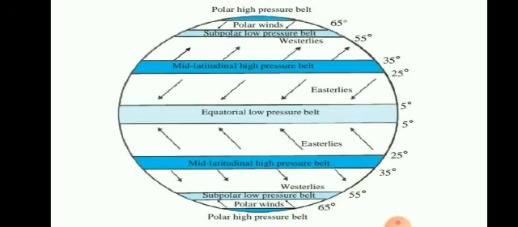So at the equatorial low pressure belt we are having, then the mid latitudinal high pressure belt, also called the subtropical high pressure belt. Then we have the subpolar low pressure belt, and then the polar high pressure belt. So in this way the various pressure belts are formed.